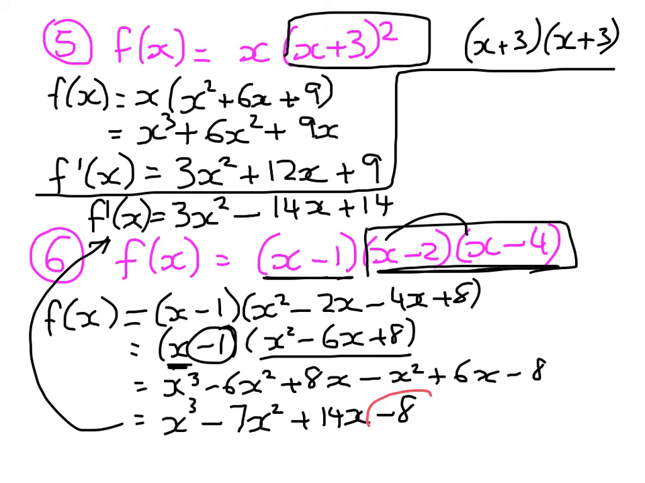Right, remembering that the constant differentiates to nothing. All this does on the graph is it just shifts my function up or down. In this case it shifts it down by 8 units. Right, two more examples to finish off.